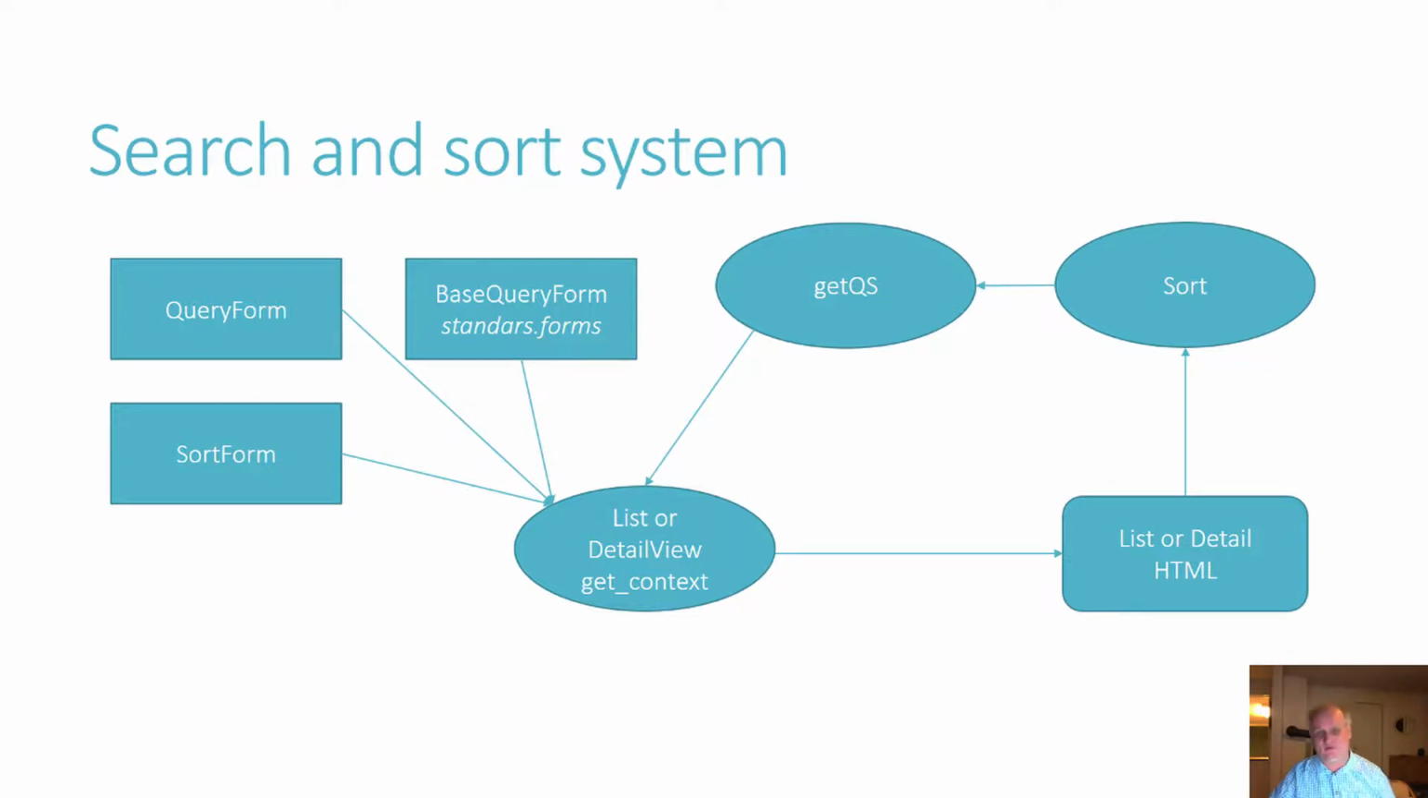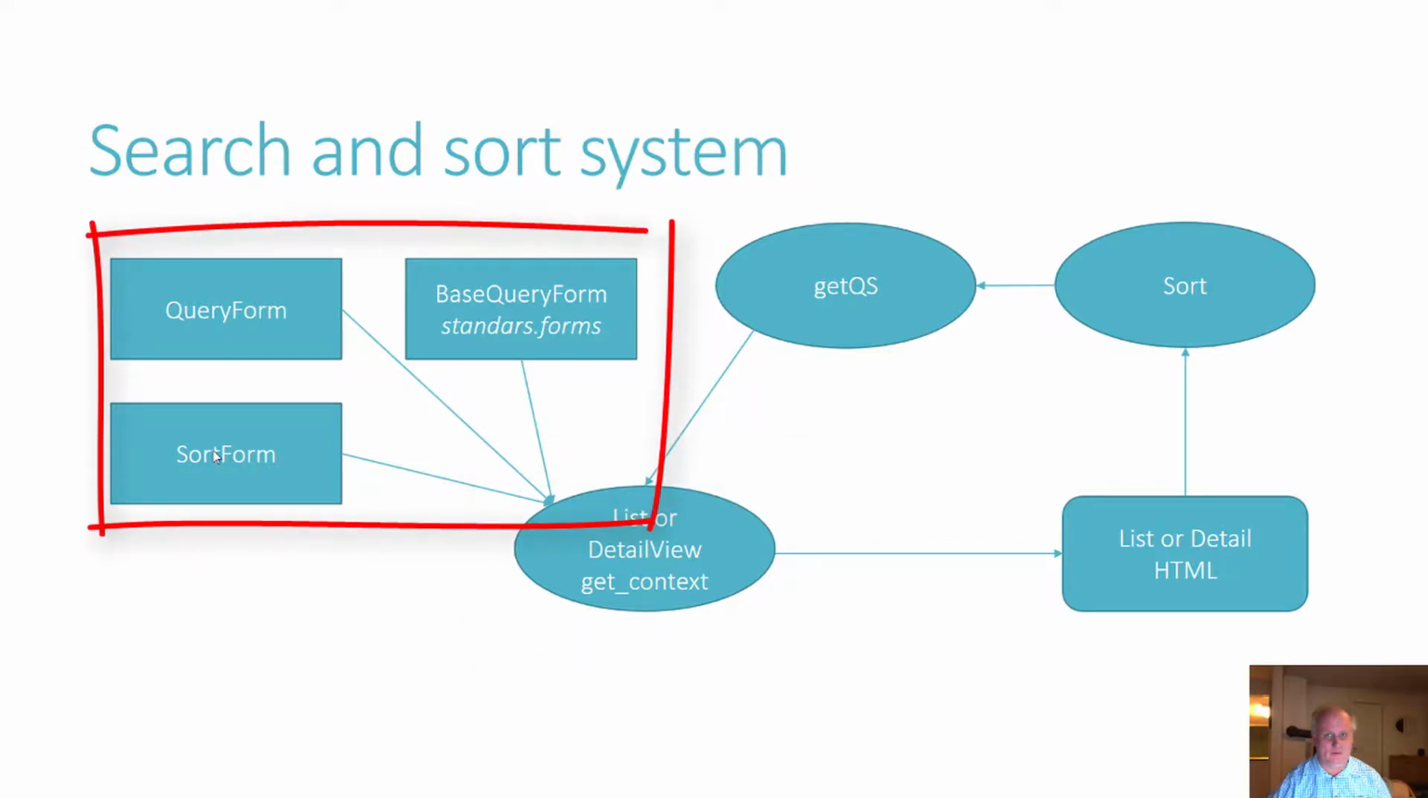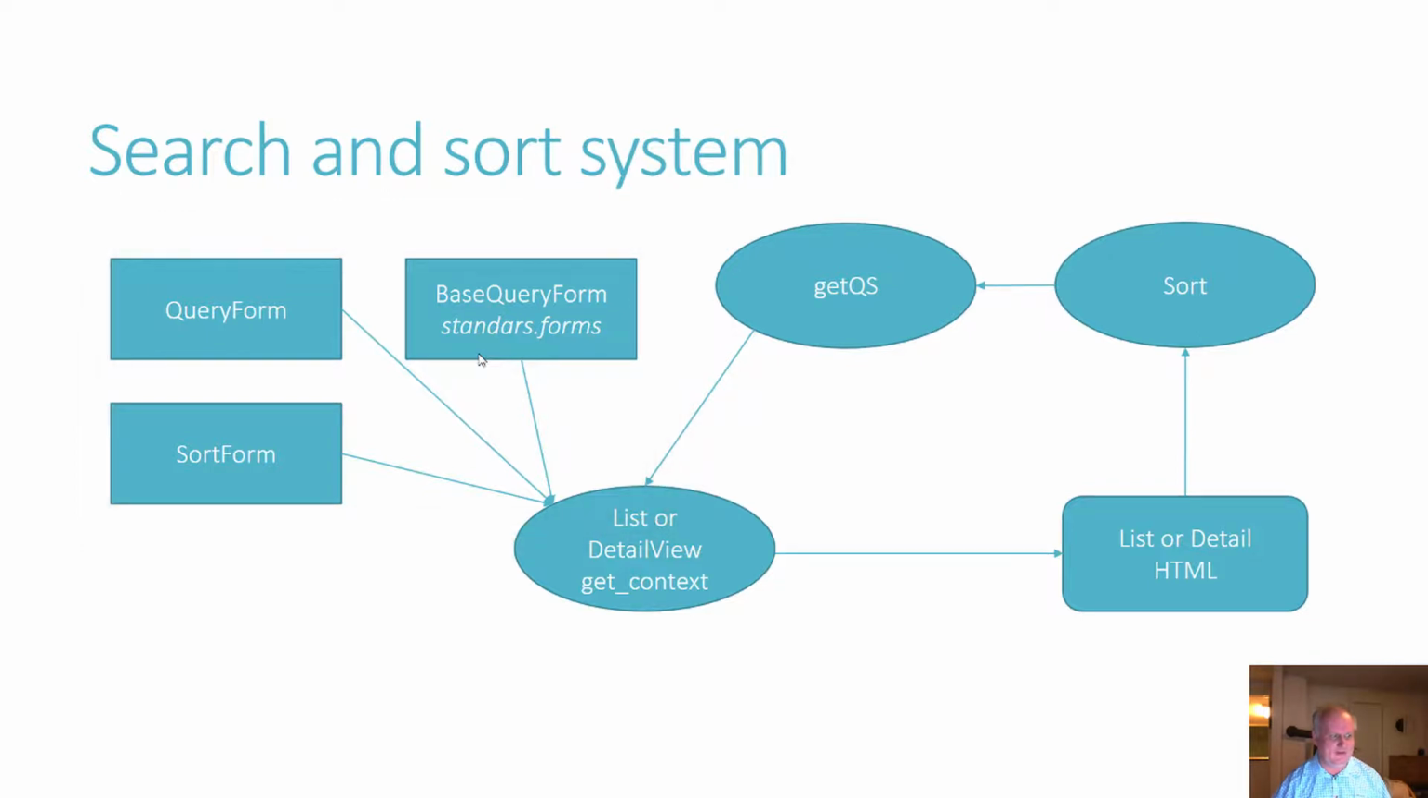The structure here is that when we create a list or a detail view, which we do in the class-based views, in the get context, where we kind of prepare the HTML, we include a query form, we include a sort form, and we include a base query form which is located in standard forms.